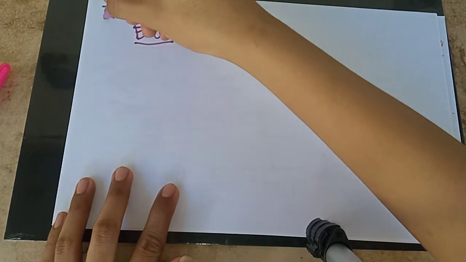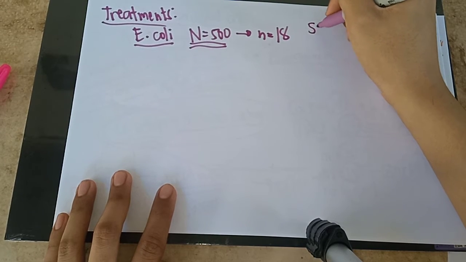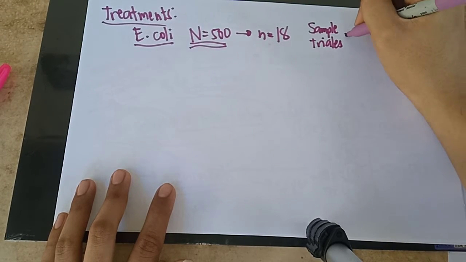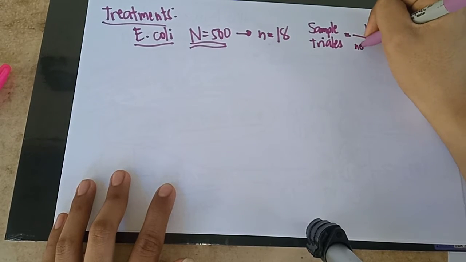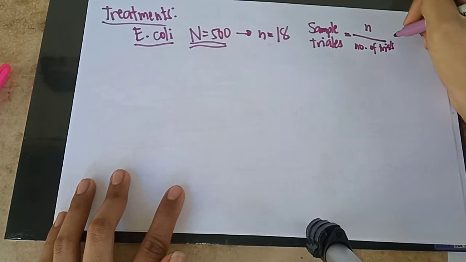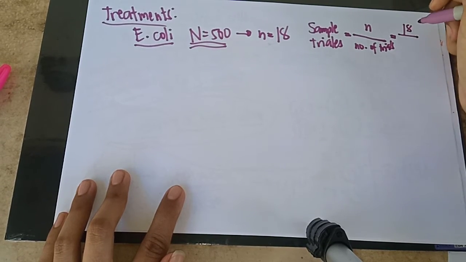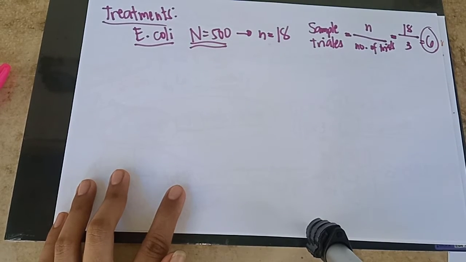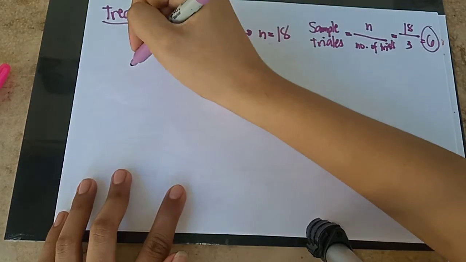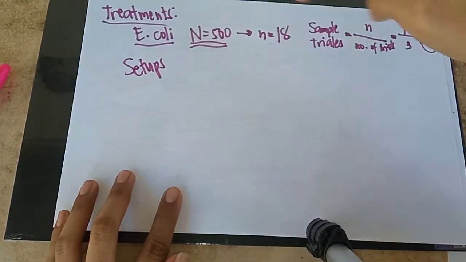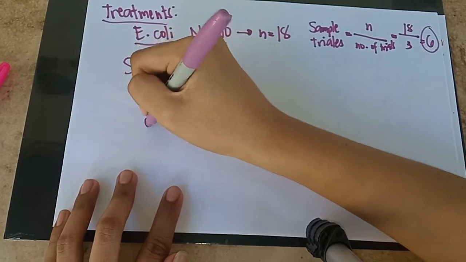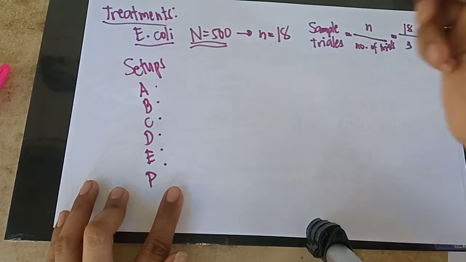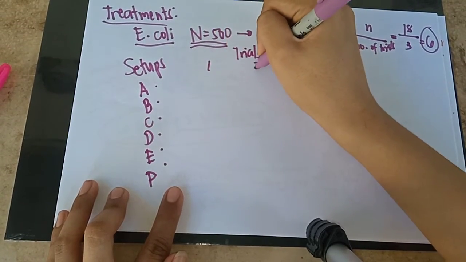Now, to get the treatments, we will have to compute for the sample trials. What is the formula? Sample trials is equal to the number of samples over the number of trials. We have 18 samples, and let's say we want 3 trials for each sample. So we will have 6 setups. Let us plot these setups and name them A, B, C, D, E, and F. Each setup will have 3 trials: trials 1, 2, and 3.